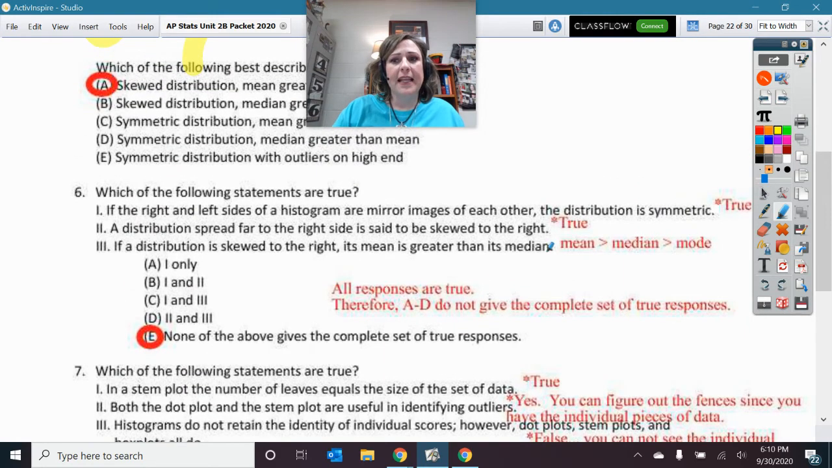Here, statement 1 and statement 2 are true, and the same for statement 3. If the distribution is skewed to the right, the mean is greater than the median, so that one is true. All the responses are true, which is interesting. So A through D doesn't give all responses true. This is a weird one in which it says none of the above gives the complete set of true responses, because they are all true.